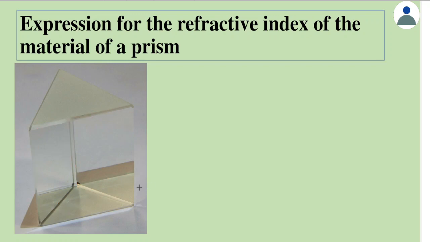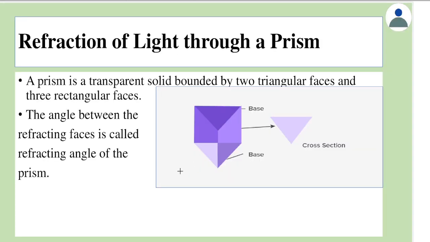Now in this case, if light falls anywhere on this prism, light would refract, because light is moving from a rarer medium, which is air in this case, to a denser medium. So light refracts on these two sides.